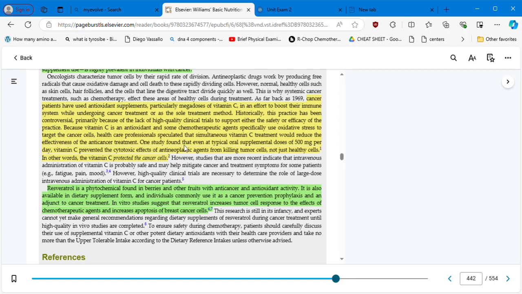One study found that even a typical oral supplement dose of 500 milligrams per day of vitamin C prevented the cytotoxic effect of anti-neoplastic agents from killing tumor cells, not just healthy cells. In other words, the vitamin C protected the cancer cells. This is a huge statement that is controversial.